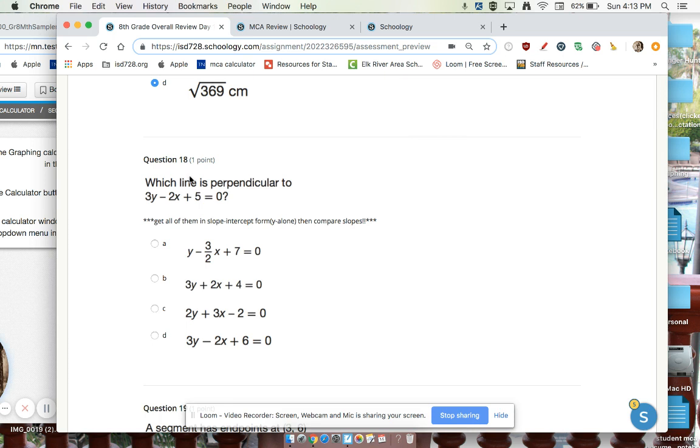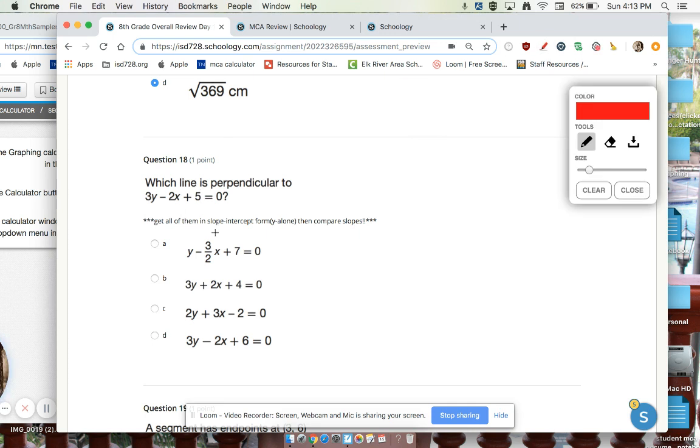So then what we need to do is to isolate y in all of these. So I'm going to go ahead and do that. Okay, so I need to subtract 5 to both sides first. So I'm going to have 3y.